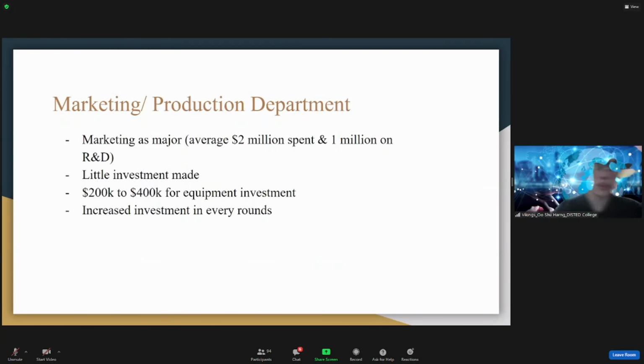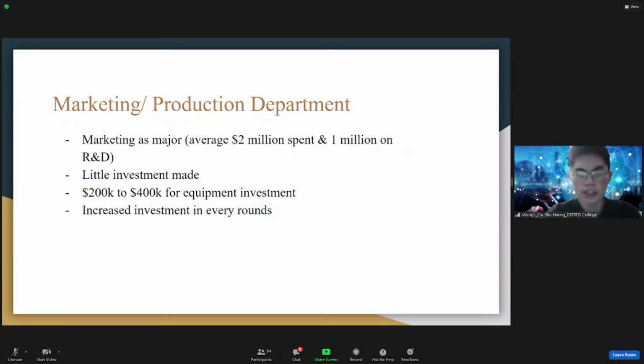So my name is Shu Hang. I will be talking and discussing the marketing and production department. Marketing is a major part of our group. We spend an average of 2 million on marketing and approximately 1 million on R&D. It's considered a significant portion of our cost structure to ensure our rise in product quality as well as product efficiency, which subsequently affects the total demand in each round.